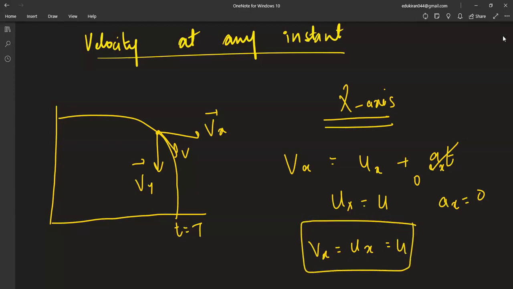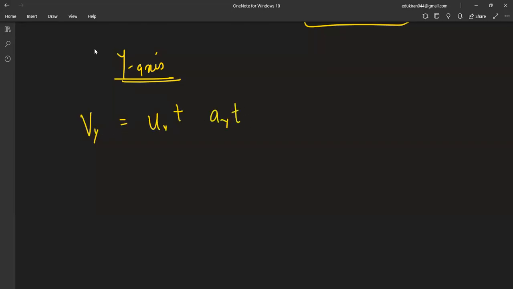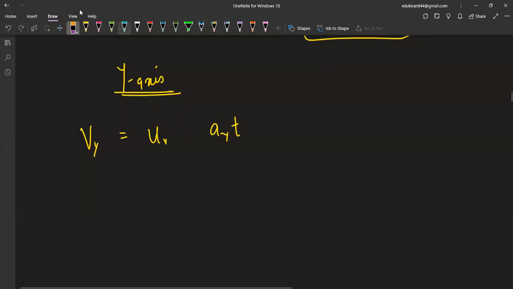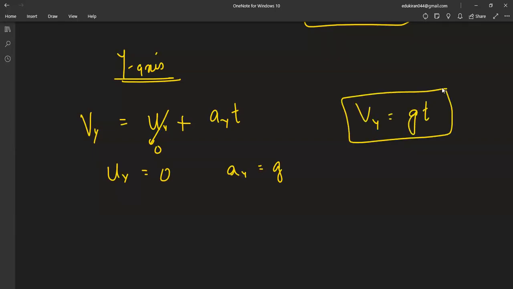Regarding y-axis, see, along y-axis, now we have to take vy. vy is equal to uy plus ayt. v is equal to u plus at. Now uy, velocity along y-axis, this is 0. Acceleration along y-axis is acceleration due to gravity. So this term becomes 0. So your vy will become gt. This is the value.